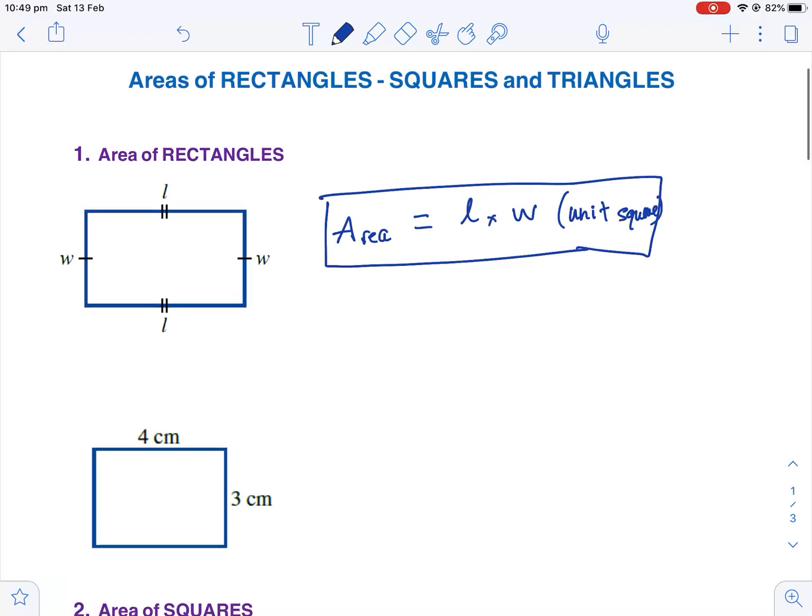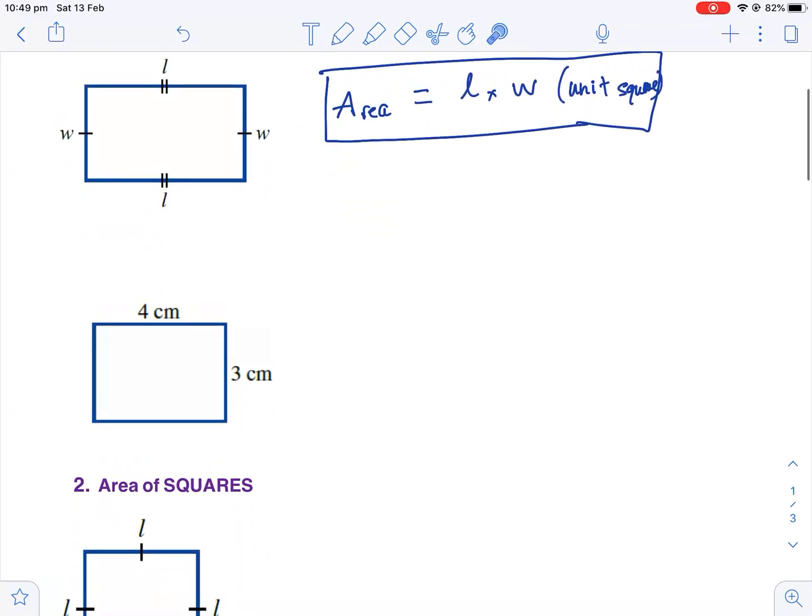Okay, for example, in this rectangle here, I have the dimension of the length as 4 centimeters and the dimension of the width as 3 centimeters. So this one is the length, this one is the width, and I want you to find the area of this rectangle. So we just use this formula. The area A of this rectangle equals the length times the width, and I substitute the value of the length, which is 4 centimeters, and the value of the width, which is 3 centimeters, into the formula to calculate the area.